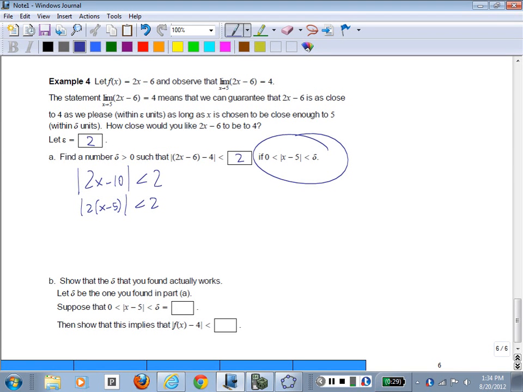Let's see. Have to be a little careful. I can yank the 2 out only because the 2 is positive. Officially, by the properties of absolute value, the absolute value of the product is equal to the product of the absolute values, and it just happens that the absolute value of 2 is 2. So 2 times the absolute value of x minus 5 is less than 2. I want to be able to say something about the absolute value of x minus 5, so let's divide both sides by 2.